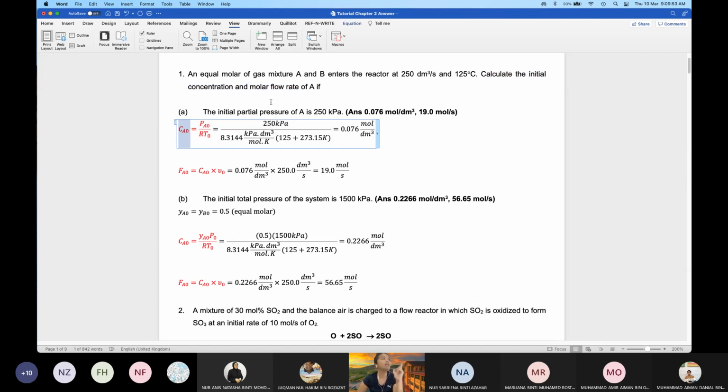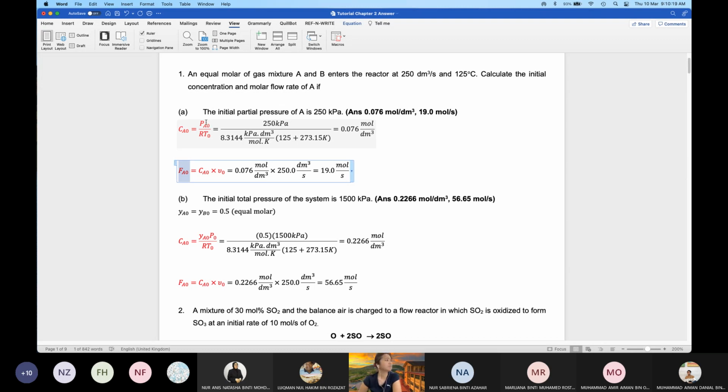Second, they want us to find the initial molar flow rate of A. For molar flow rate, we use F. Molar flow rate of A, F subscript A. Initial molar flow rate of A, FA naught. So the question wants us to find CA naught, and the question wants us to find FA naught. Okay, these are the things that we need to find. So let us go to part A of the question.